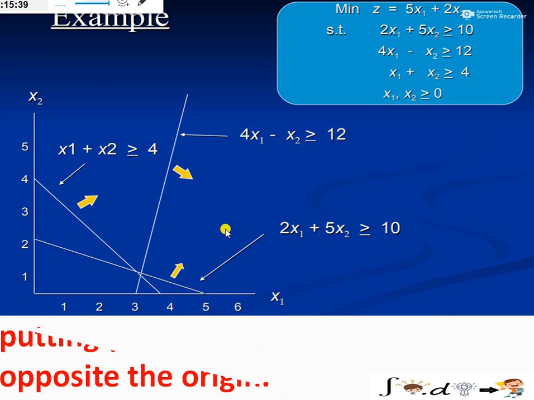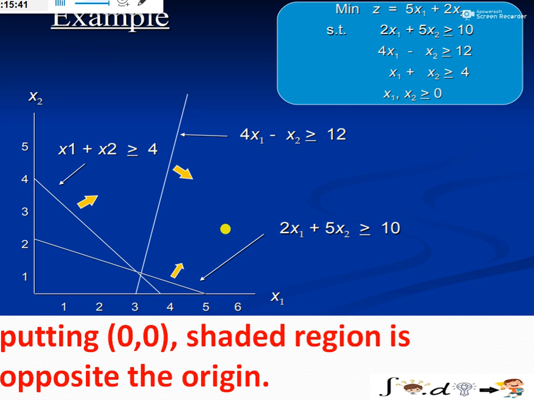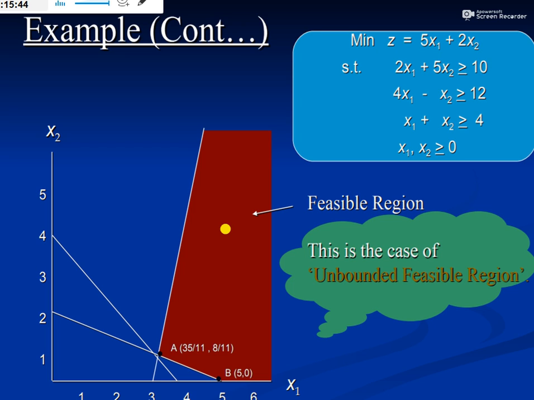And therefore, the common region is this one. This is the unbounded feasible region. Okay. And now, what are the corner points? The corner points are A, 35 by 12 and 8 by 11.